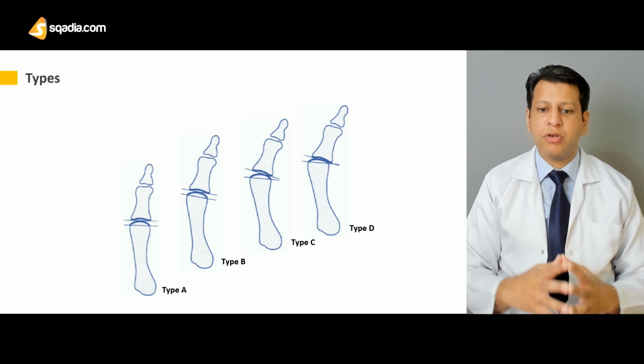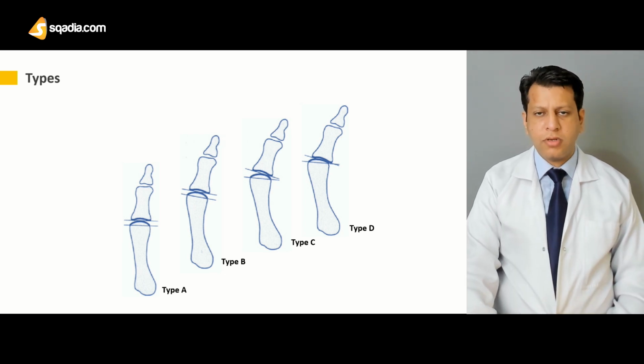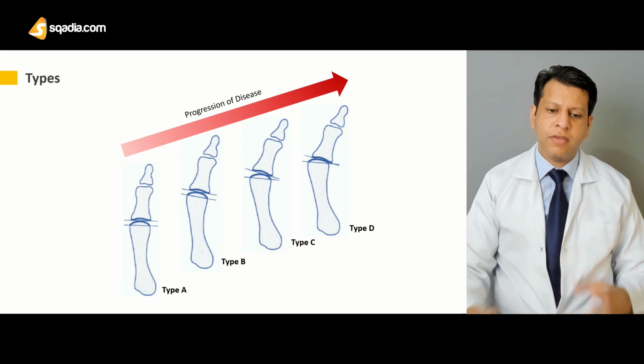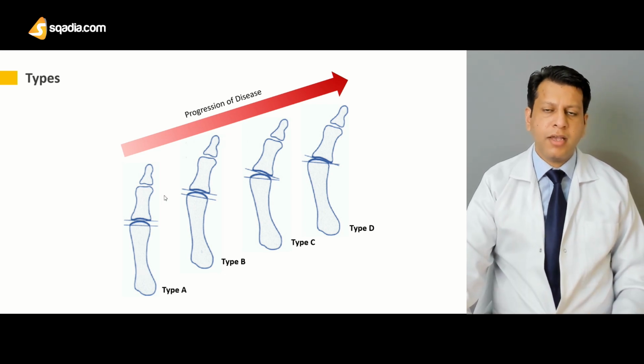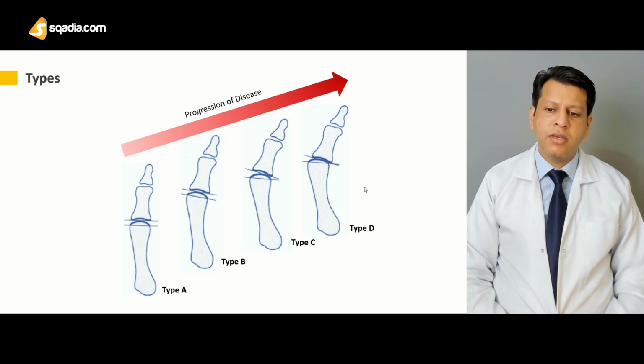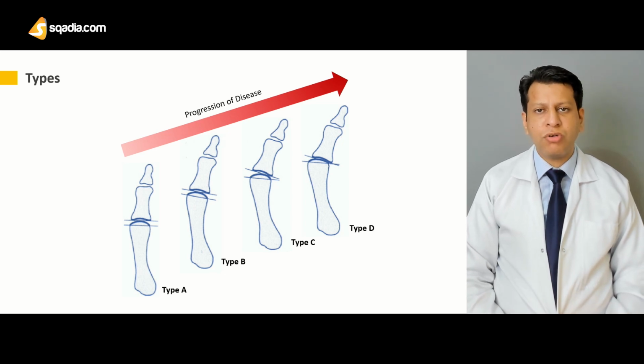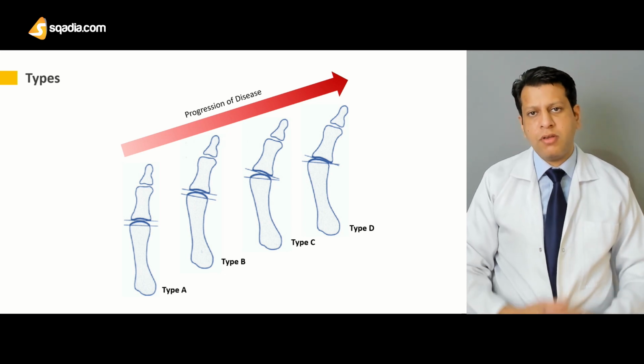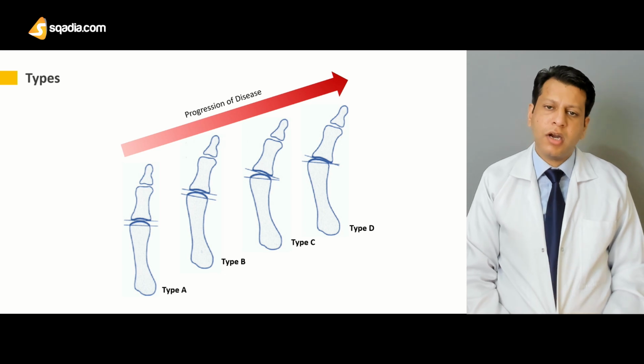and it needs to be corrected by use of an osteotomy. So as the disease progresses from the normal joint, type A, to type D, this results in increased incongruency of the first metatarsophalangeal joint. This was one of the classifications by Pigott et al., which he presented in one of his research articles.